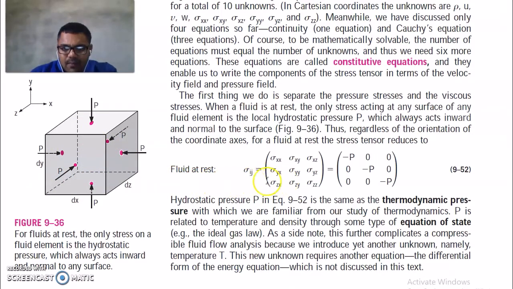So for a fluid at rest, we had this equation. This is your tensor sigma ij. We can write it in this form. But we know there is only one stress in the case of a fluid element, that is the pressure P. So that is P in the xx direction, in the yy direction, and in the zz direction. The rest are 0. So you can replace this with this. The hydrostatic pressure in this equation is the same as the thermodynamic pressure, with which we are familiar from our study of thermodynamics. P is related to the temperature and density through some type of equation of state. As a side note, this further complicates compressible fluid flow analysis because we introduce yet another unknown, namely temperature T. This now requires another equation, the differential form of the energy equation, which is not discussed in this text.